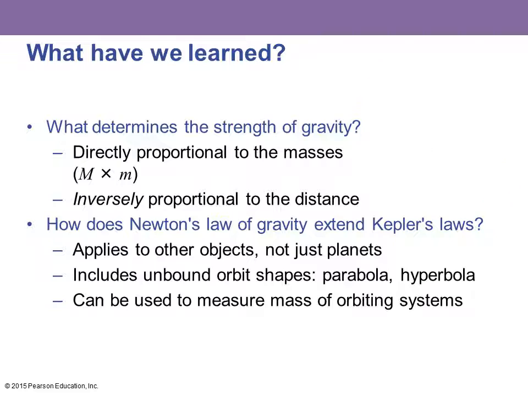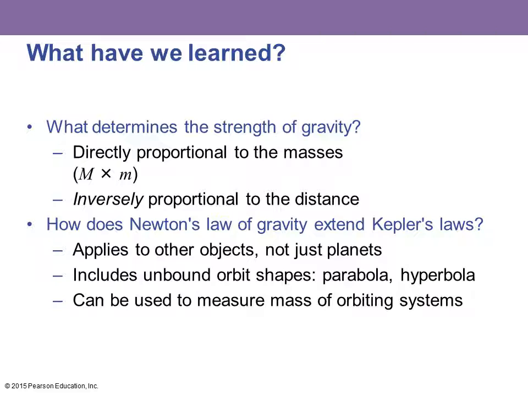So what determines the strength of gravity? Well, it's directly proportional to the masses, inversely proportional to the distance. So if you increase the masses of one or both of the objects, you're going to increase the gravitational pull. And if you increase the distance between two objects that are gravitationally attracted, the gravity will be less.